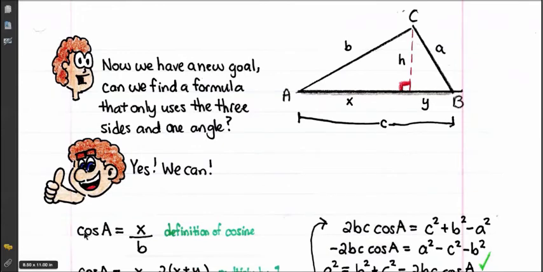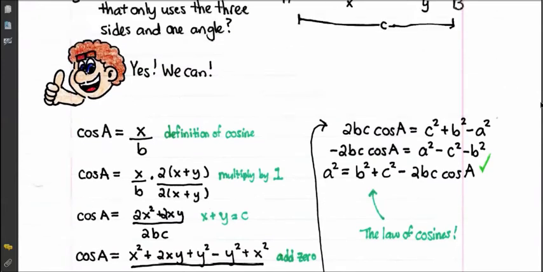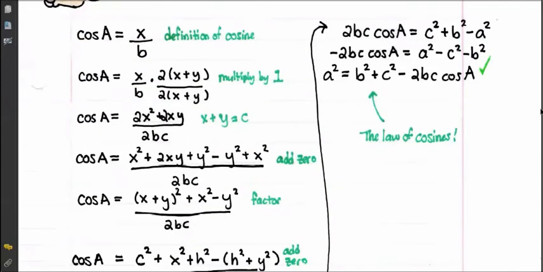Down here, we can say that the cosine of angle A is adjacent over hypotenuse. That is to say, x over b. Now, what I'm going to do with that is multiply the top and the bottom by what's called a glorified 1: 2 times (x plus y) over 2 times (x plus y). Now, I'm going to take the bottom, x plus y, and from the picture, I can see that x plus y is the measure c. So the bottom is going to become 2bc.